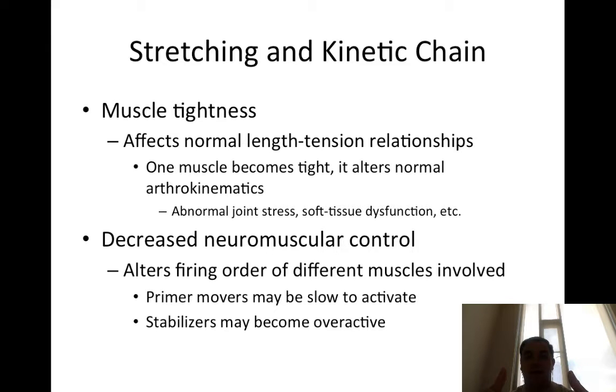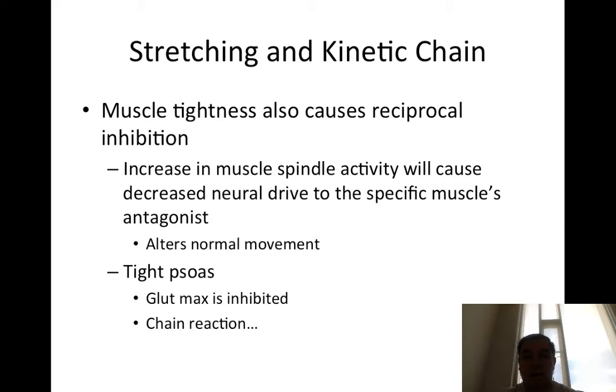Now I could have SI joint, sacroiliac joint pain. I could have iliotibial band, IT band pain, right? Tightness. I could have glute tightness. So muscle tightness can cause reciprocal inhibition. The increase in muscle spindle activity will cause decreased neural drive to the specific muscle's antagonist.